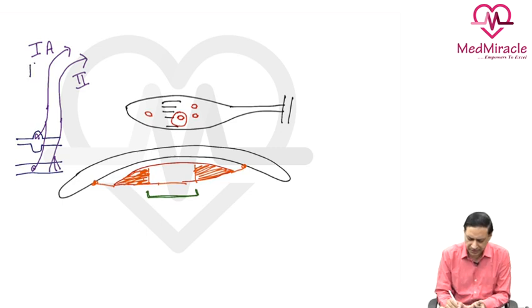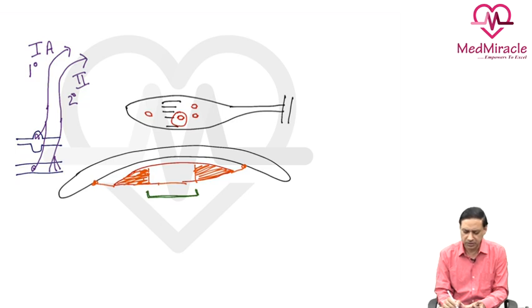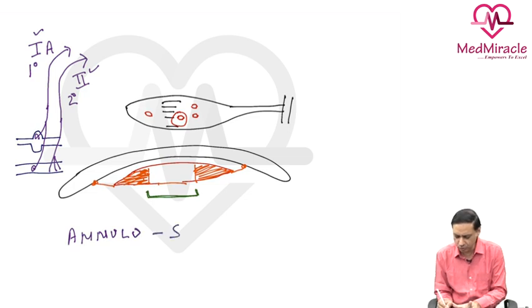So this is the primary ending. This is the secondary ending. This is 1A. This is 2. The primary ending, 1A, is also known as the annulospiral ending.